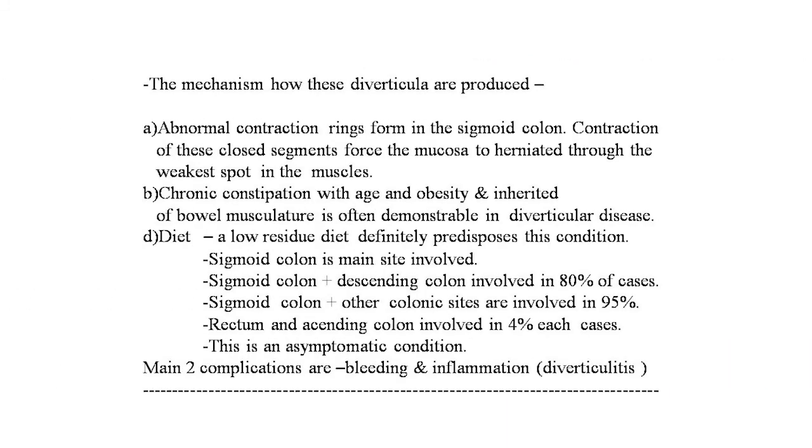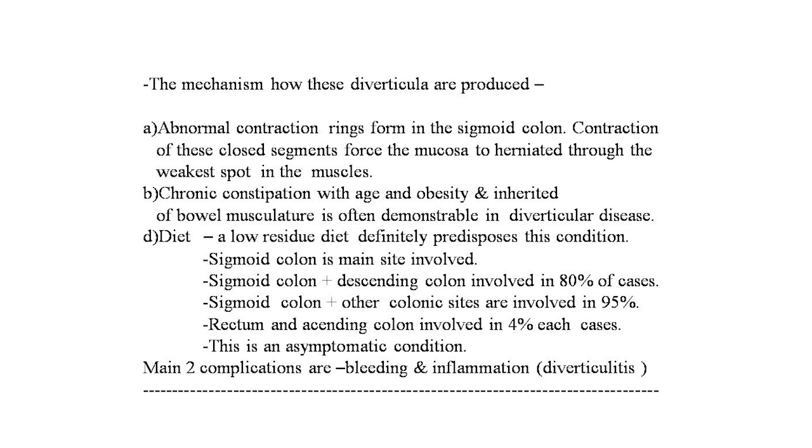The mechanism by which these diverticula are produced is abnormal contraction rings formed in the sigmoid colon. Contraction of these closed segments forces the mucosa to herniate through the weakest spot in the muscles. Chronic constipation with age and obesity and inherited weakness of bowel musculature is often demonstrable in diverticular disease. Next point is the diet. A low residue diet definitely predisposes to this condition.